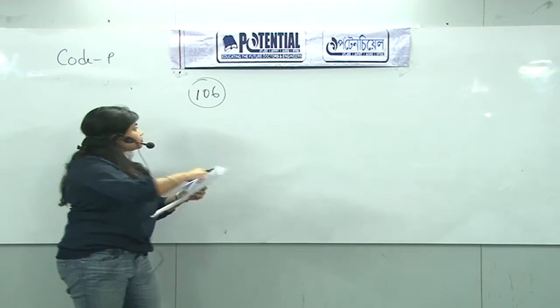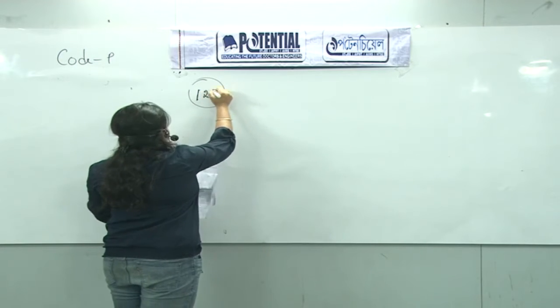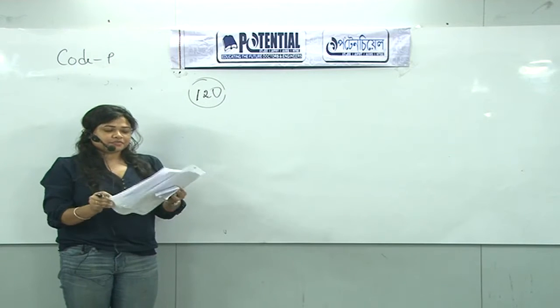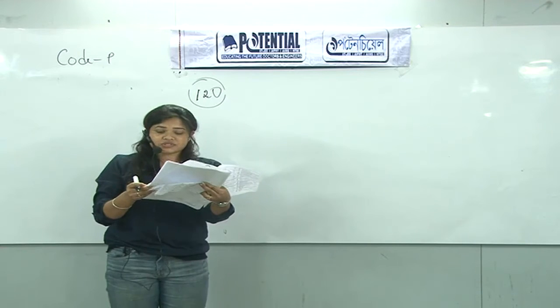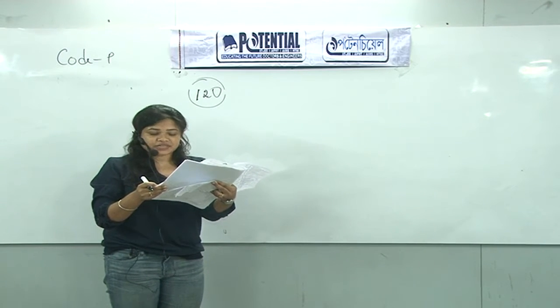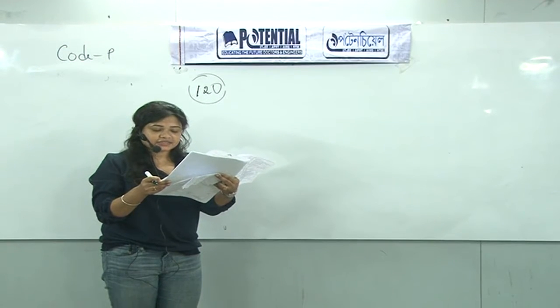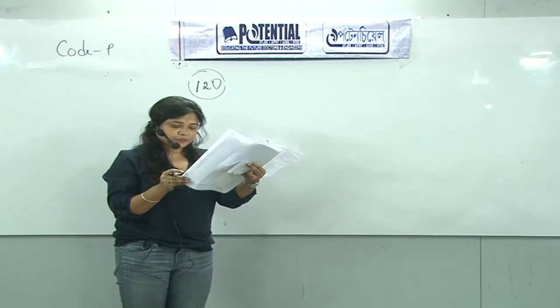Next we come to question 120. Question number 120: which of the following is the most important cause of animals and plants being driven to extinction? So here the correct answer is option number 3, that is habitat loss and fragmentation.